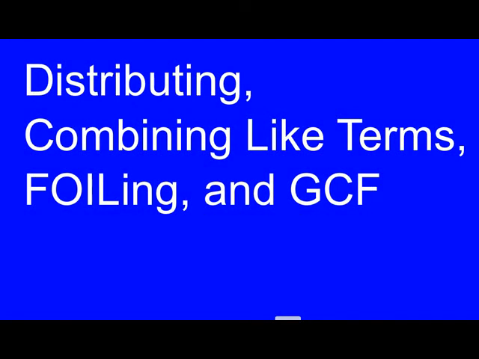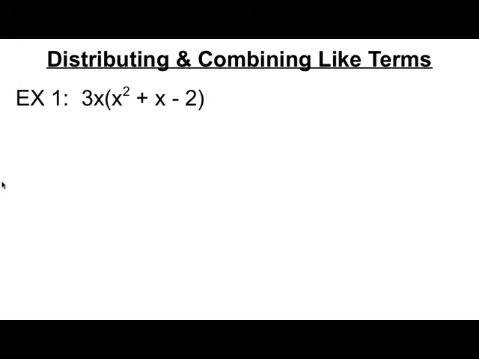Let's begin by reviewing how to distribute, combine like terms, FOIL to distribute, and factor with the greatest common factor. The first example we're going to do is 3x times the quantity x squared plus x minus 2. As a reminder, you learned in Algebra 1 and in middle school math that 3x means we multiply each of the given values by 3x.